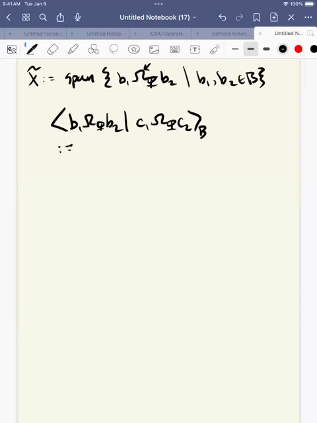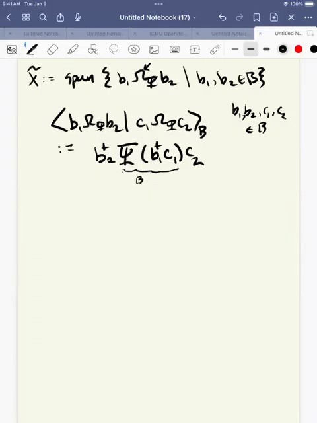What's the formula for this? Well, it's going to be B2 dagger psi of B1 dagger C1, C2, and of course B1, B2, C1, C2, everything lives in B. And psi maps B to B. So this lives in B, this lives in B, this whole thing lives in B. Okay, and so this is a B-valued inner product.